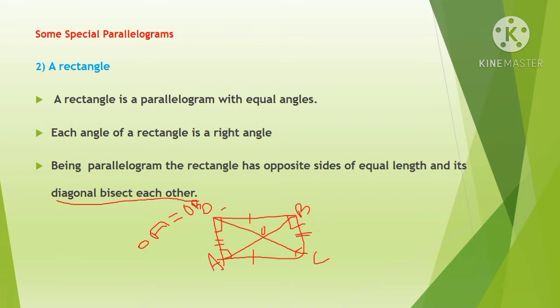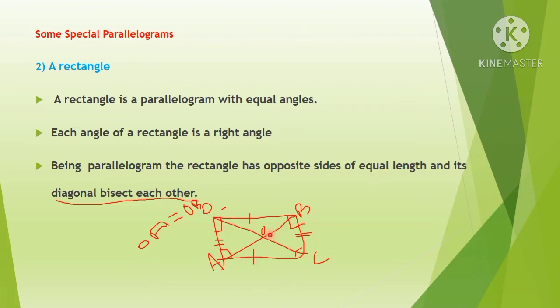Diagonals bisect each other means they just cross over. We can take this point as A, and this point as B. When diagonals bisect each other, we can say AO is equal to OB. When they cut each other into two equal halves, what are the two equal halves? AO and OB. We can name this point as C, so OC and OD are also equal.